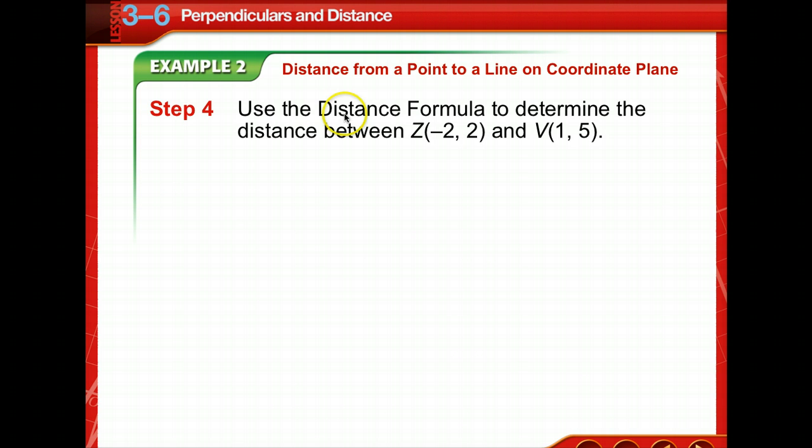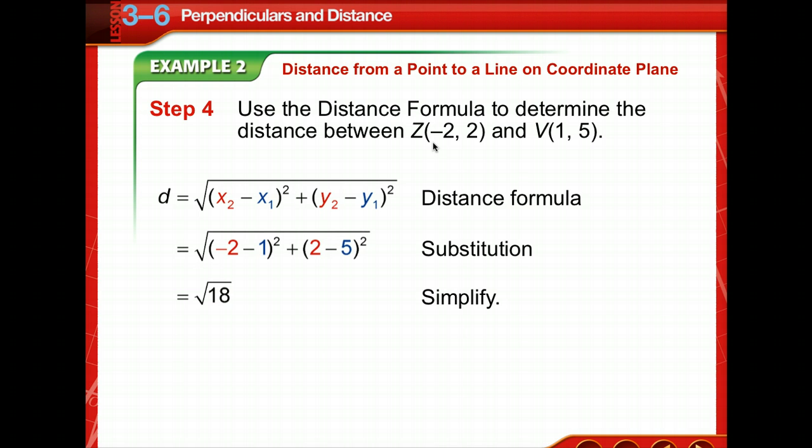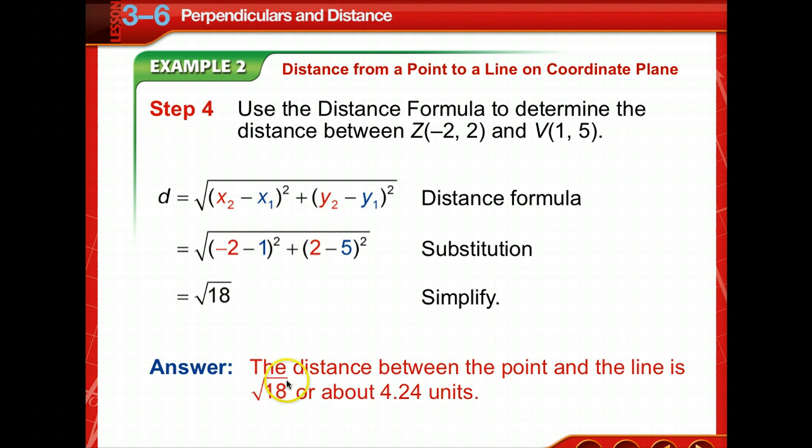Now we're going to use the distance formula to go through that one point we know that is perpendicular to the line and the intersection point. So use the distance formula to determine the distance between 2 points, and they're 2 specific points: the point that we started with and the intersection. We use the distance formula, which we've done quite a bit. We find that the distance between the point and the line is about the square root of 18, or about 4.24 units.